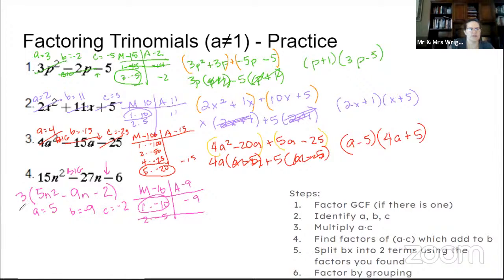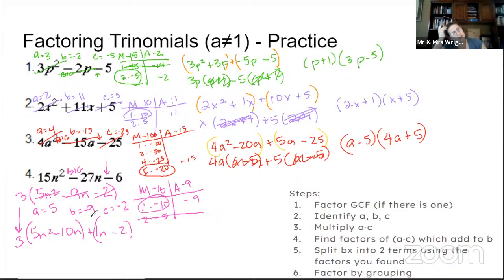Let's rewrite this equation. We're going to bring down the 3. Okay. 5n squared minus 9n minus 2. We're going to write 5n squared. Oops, can't forget the parentheses. Cross that out. Negative 9n. I need 1 and I need negative 10. I'm going to put the negative 10 with the 5. I like that. Negative 10n, and then 1n. And I'm going to put my negative 2 at the end. All right. So negative 2 is there. Negative 10, positive 1 is negative 9.